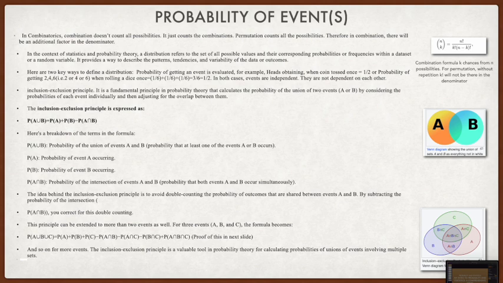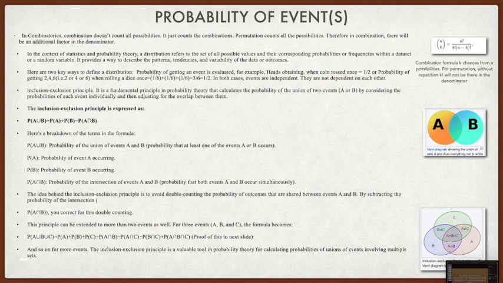And in the context of statistics and probability theory, a distribution refers to the set of all possible values and their corresponding probabilities or frequencies within a data set or a random variable. It provides a way to describe the patterns, tendencies, and variability of the data or outcomes. So distribution is a set of all possible values and their corresponding probabilities. It is as simple as that. Distribution is going to have everything. And here are two key ways to define a distribution.